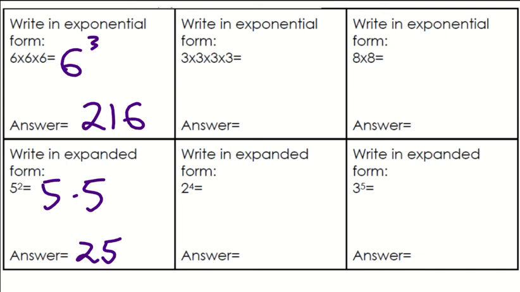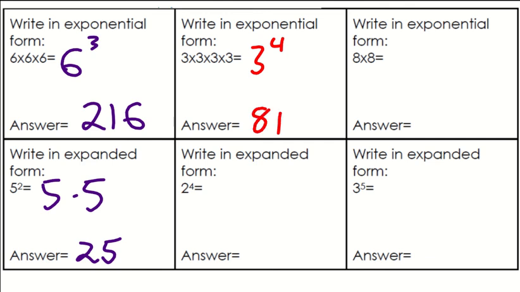Let's do the top row first, the exponential form. So this one here with the 3's. Who can give me the exponential form and the answer? Three to the 4th power. Who's got the answer? 81.